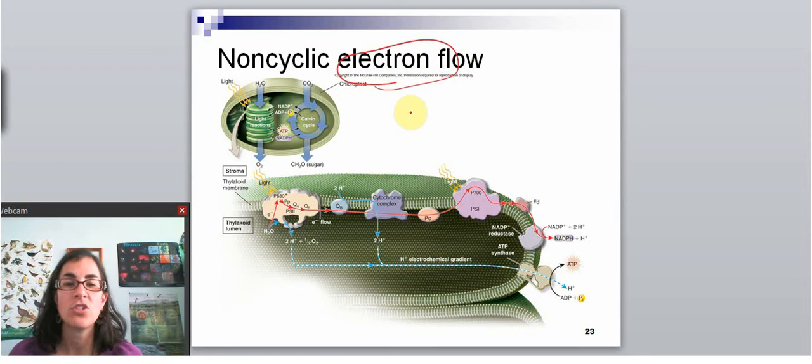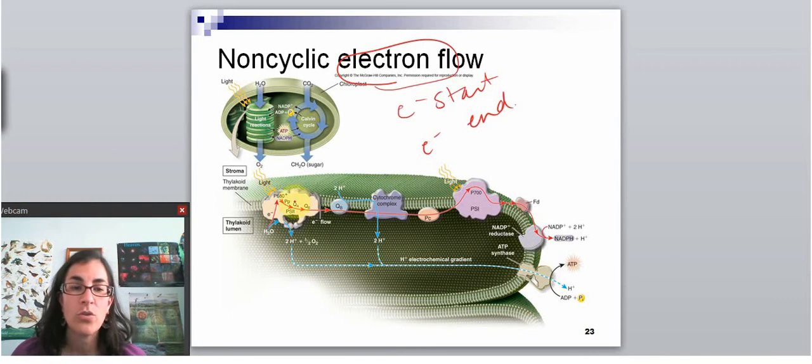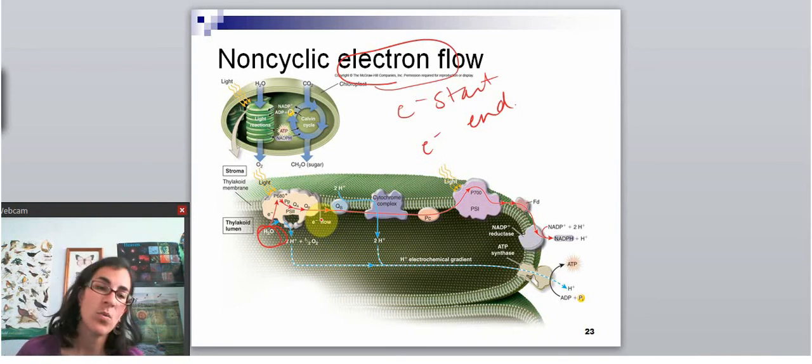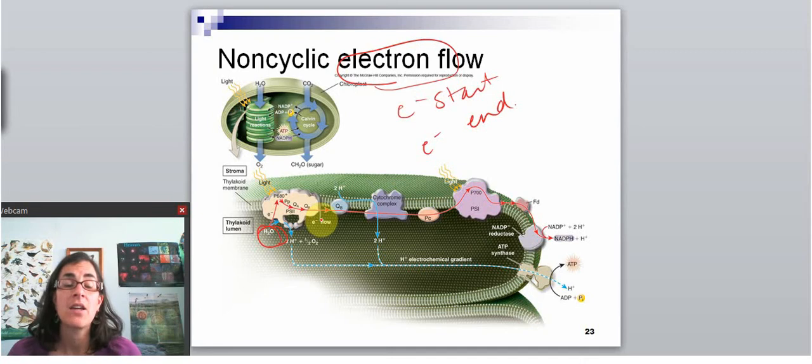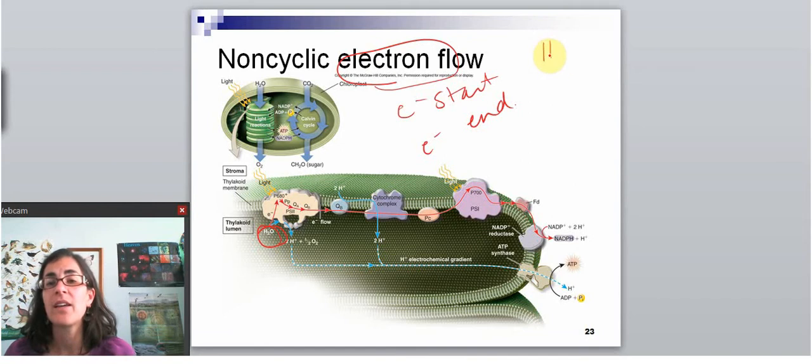So where does the electron start and where does the electron end? If you think about PS2, the ultimate source of electrons is water, because water is going to lose that electron and never get turned back to its normal state. Everything else will gain an electron and then give it away, gain an electron, then give it away. But water actually is permanently changed by giving away its electron.